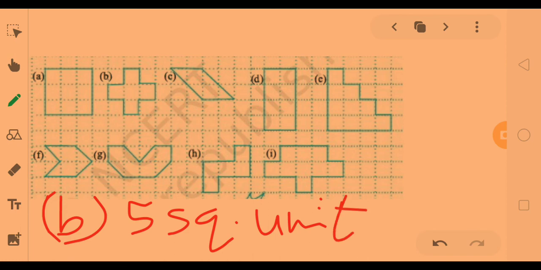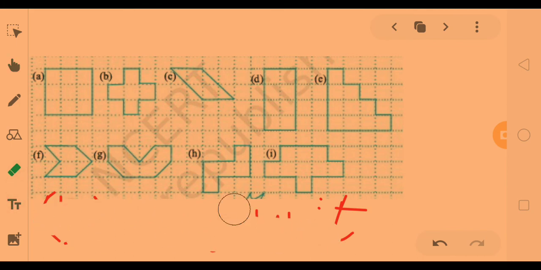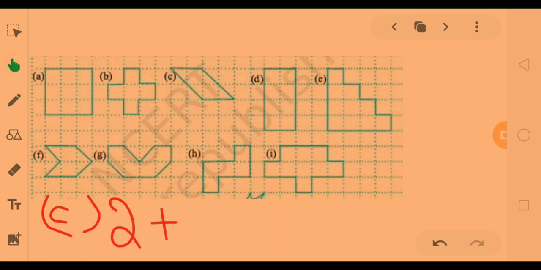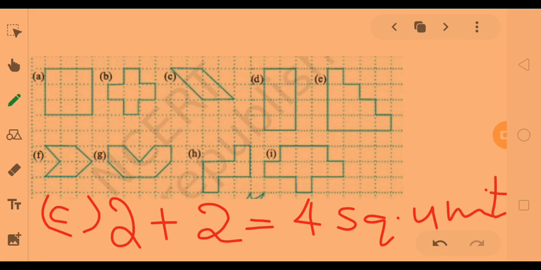Then let us do a few more. Figure C. How does figure C look? It has full squares as well as half squares. So in C, number of full squares: 1, 2. So 2 full squares are there. So 2 plus, then number of half squares: 1, 2, 3, 4. 4 half squares are there. Half of 4 is 2. So 4 halves means 2 full squares. So 2 plus 2, 4. 4 square unit is the area of figure C.